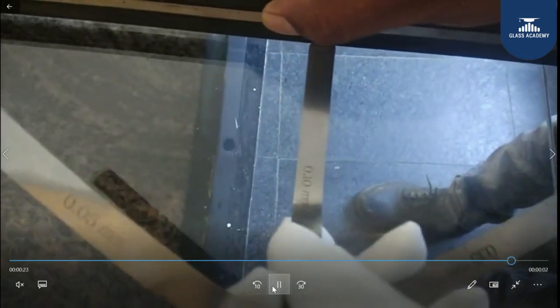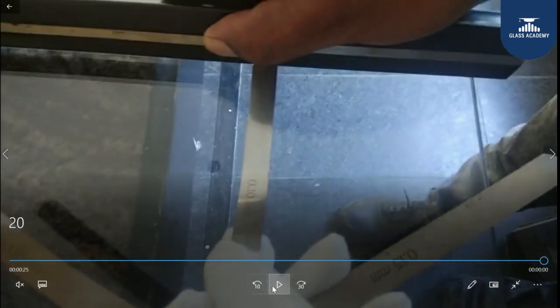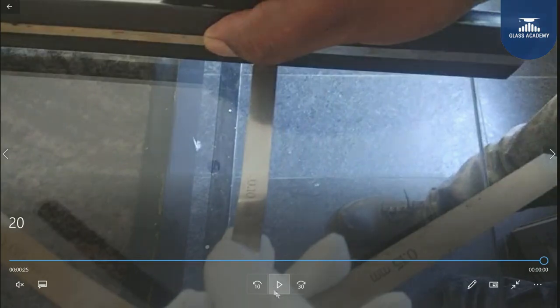If you see here, I have taken a knife edge and I am trying to insert the feeler gauges into it. Whichever feeler is not able to fit inside the knife edge, that shall give me my edge lift. In this particular video, the edge lift in this glass is 0.10 mm. So this is how you measure the edge lift with the help of a feeler gauge and a knife edge.